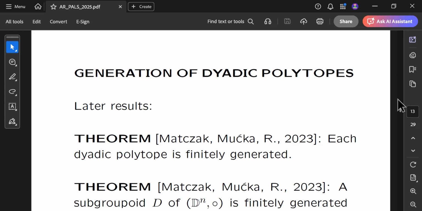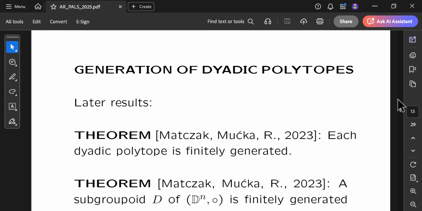But additionally, we should be certain that we can also generate the points in the interior. And to do this, we can use the fact that each polytope contains a simplex of the same dimension, which sits in the interior of the polytope. So to generate the whole dyadic polytope, we have to generate the boundary and find the generators of this simplex inside.